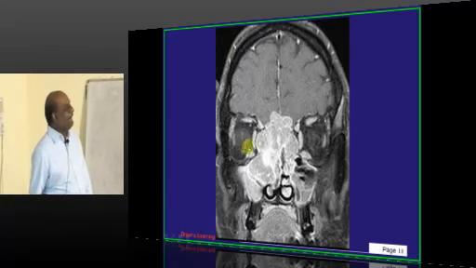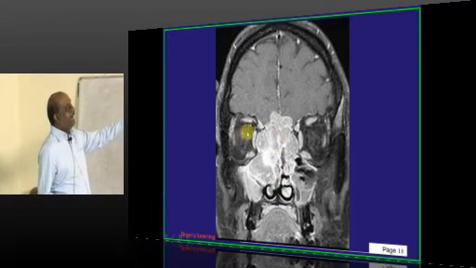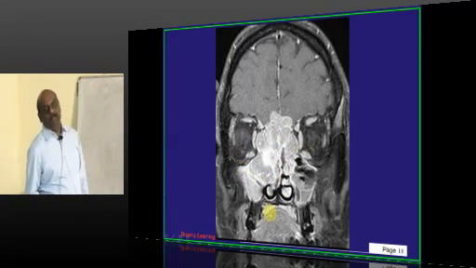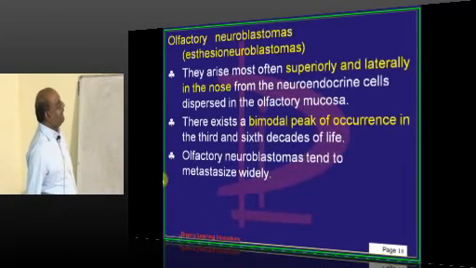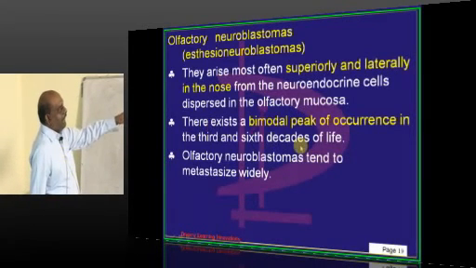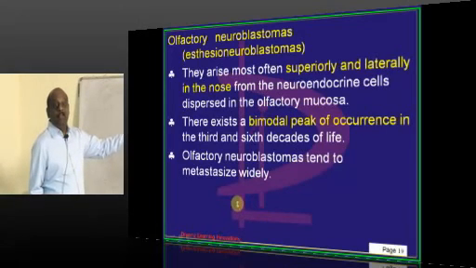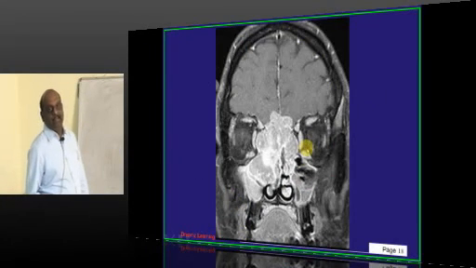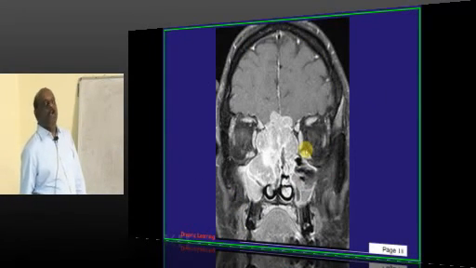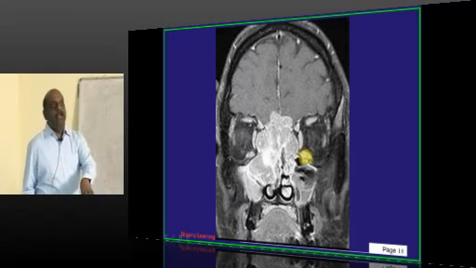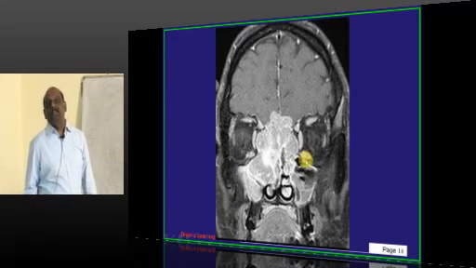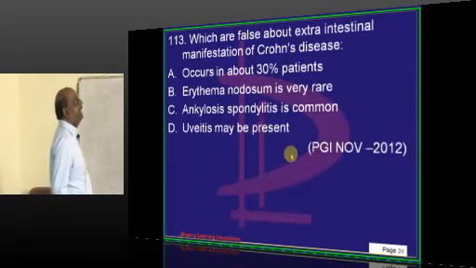So this is an esthesioneuroblastoma. Classically, it has a bimodal pattern of incidence, and they will metastasize very widely. Examiners, one of the options was, will there be any limited occurrence without metastasis? No, they metastasize widely is what needs to be remembered.